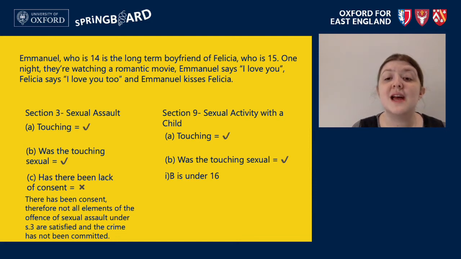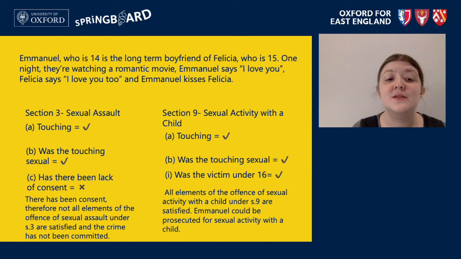For the crime of sexual activity with a child to occur, all we need is that there's the intentional sexual touch of someone who is under 16. It doesn't matter that Felicia consents and was very happy to kiss Emmanuel. All elements of the offence of sexual activity with a child have occurred. Emmanuel could be prosecuted.